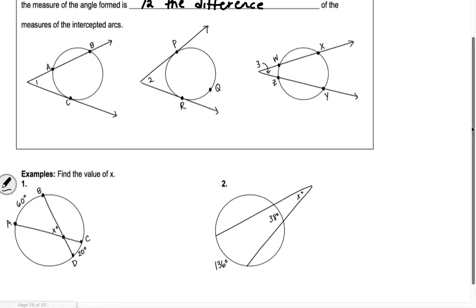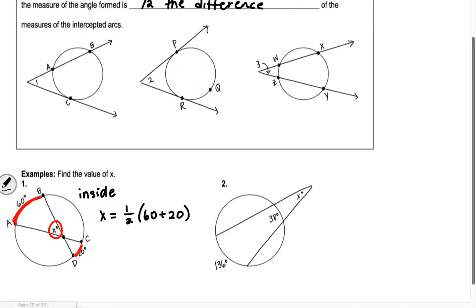Where's their intersection point? This is an inside one. Do you guys see it? Because they're crossing on the inside of the circle. So our measurement x, this angle measurement, is half of the, do I do sum or difference of the intercepted arcs? I do the sum, right? So I'm going to say that x is equal to half of the sum of the intercepted arcs.